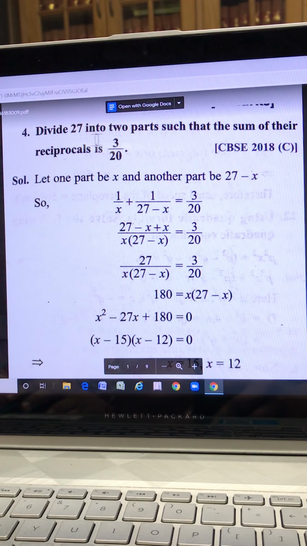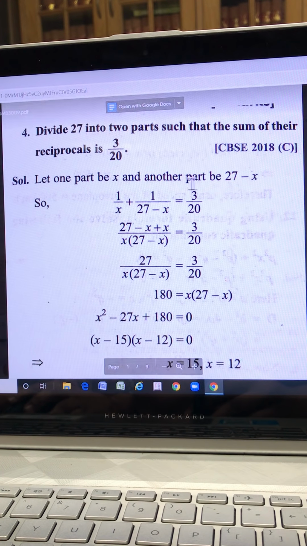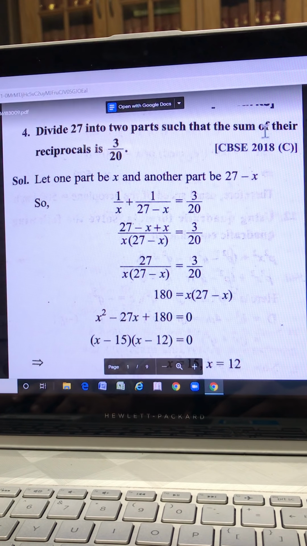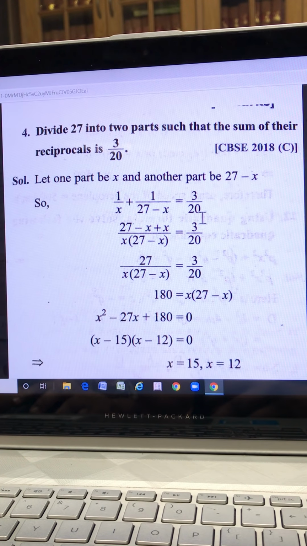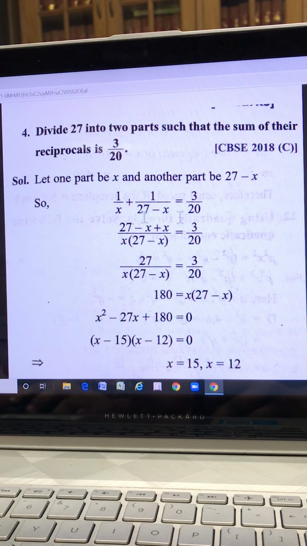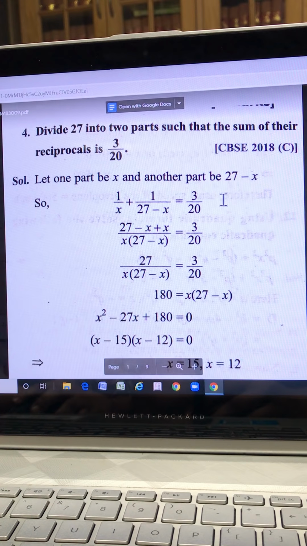So I have to divide 27 into two parts. What I do, I assume let the first part be x and the other part be 27 minus x. So if one part is x, then the other part will be 27 minus x. The question says that the sum of their reciprocals is 3/20. That means if I take the reciprocals of the numbers and add them, I will get 3/20. So according to the question, this will be the required equation.